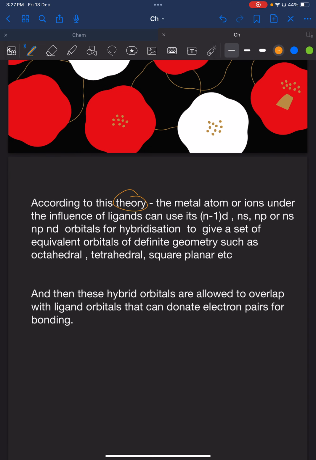According to this theory, under the influence of ligand, the metal atoms or ions will use their (n-1)d, ns, np set, or ns, np, nd set of orbitals for hybridization to give a new set of equivalent orbitals, which are called hybrid orbitals of definite geometry, such as octahedral, tetrahedral, square planar, etc.